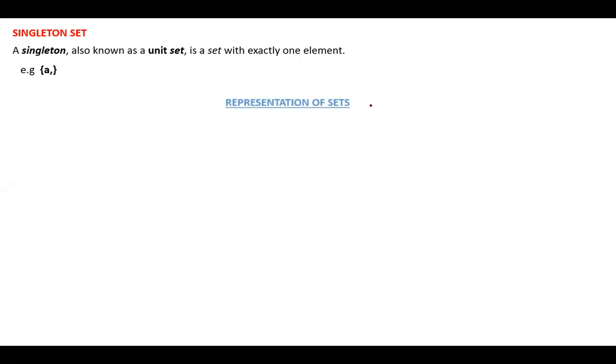So we proceed. Let us now look at the representation of sets. Sets are represented using different ways. There's what we call the set builder notation. We have interval notations. We have the Venn diagrams and everything.